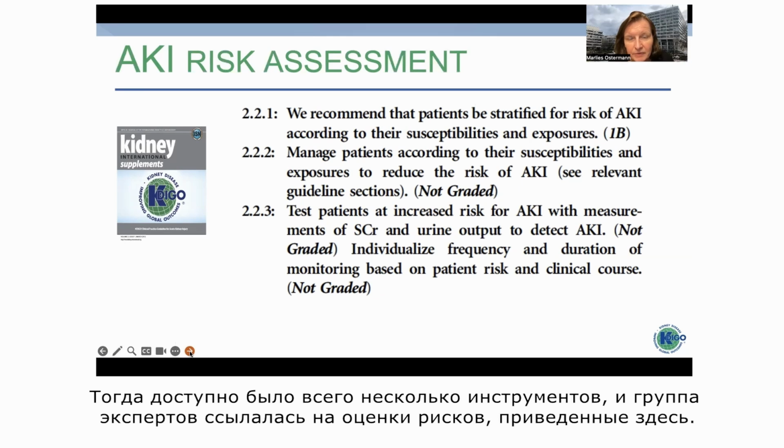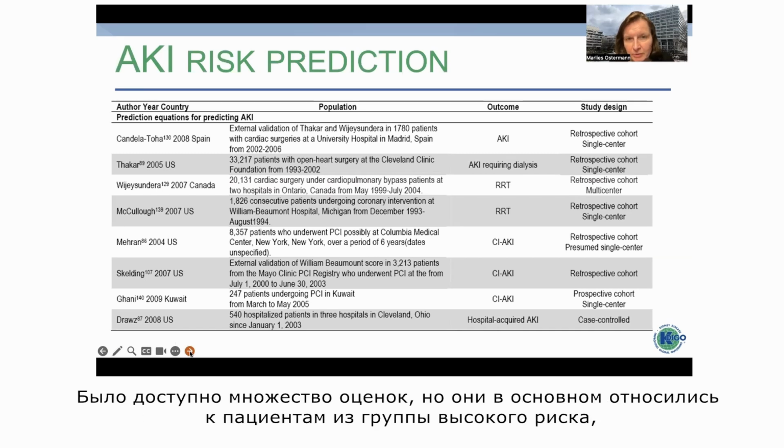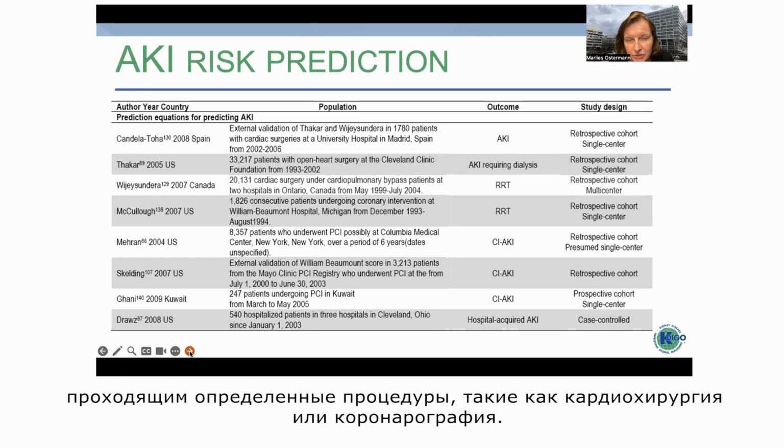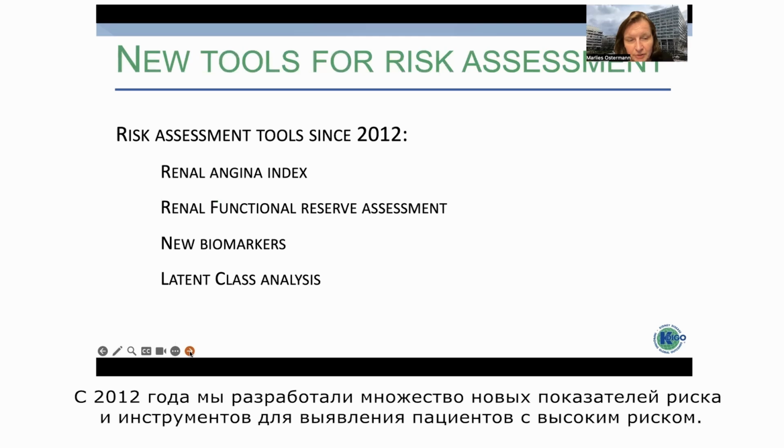And at that time, only a few tools were available, but the expert team referred to risk scores as shown here. And a lot of scores were available, but they predominantly related or referred to high-risk group patients undergoing particular procedures like cardiac surgery or coronary angiography. Since 2012, we've identified many new risk scores and risk tools to identify high-risk patients.